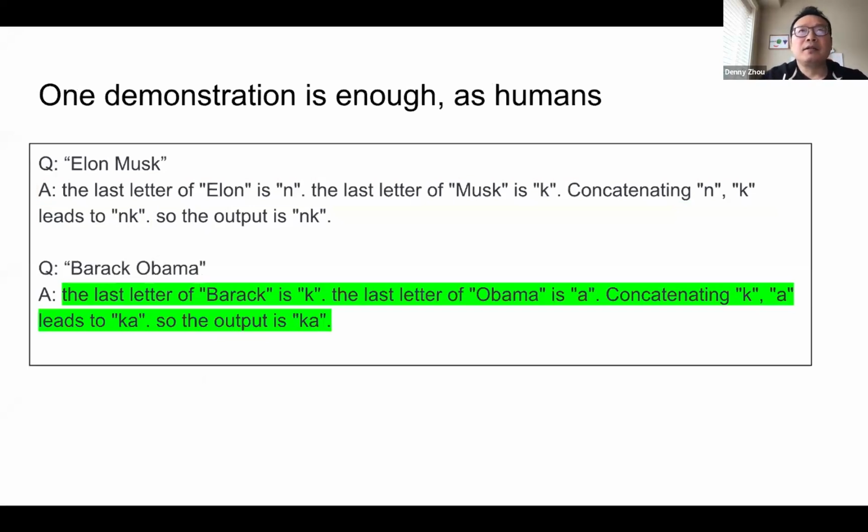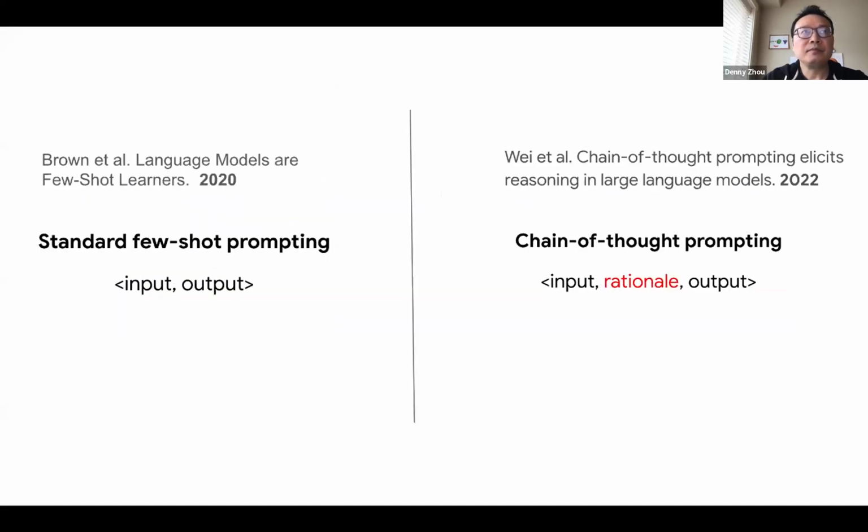As one may expect, one example is enough, just like humans. Actually, this one example can get 100% accuracy for this task. Here's a side-by-side comparison between few-shot prompting proposed by OpenAI in 2020 and chain of thought prompting by us in 2022. In standard few-shot prompting, it's just input-output pairs, but for chain of thought prompting, we add a rationale between input and output. That's the only difference.